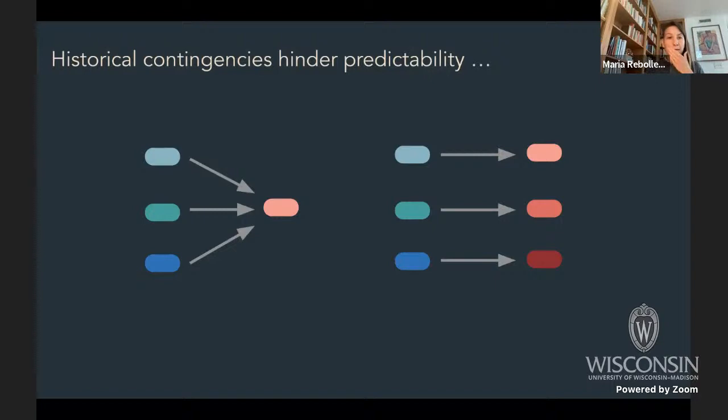So we might have that if there was no historical contingency, no matter where you were in the past, future selection would take you to the same point in this first scenario. But given that we potentially have prevalent historical contingency, then different starting points take you to different outcomes, and that makes it much harder to predict.